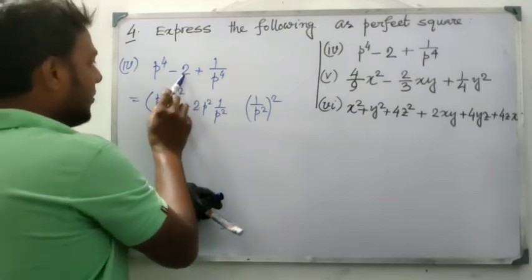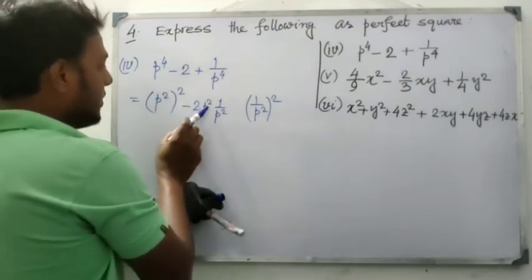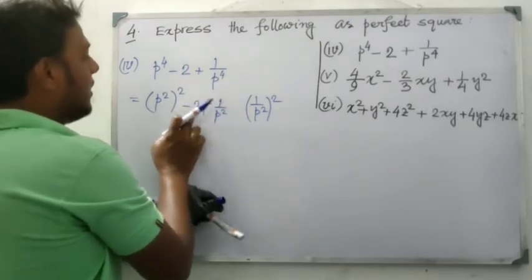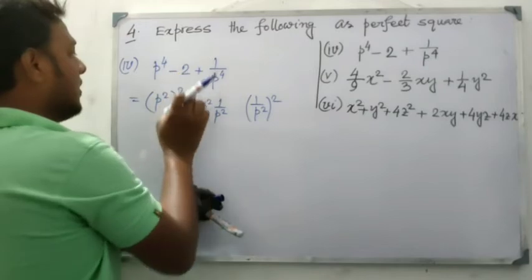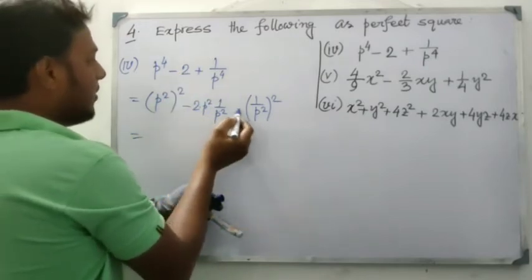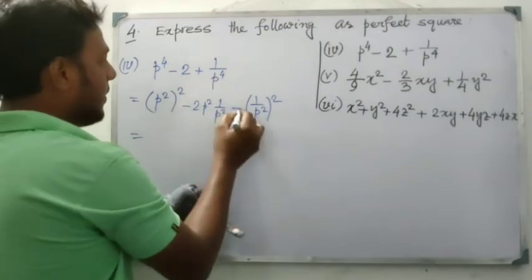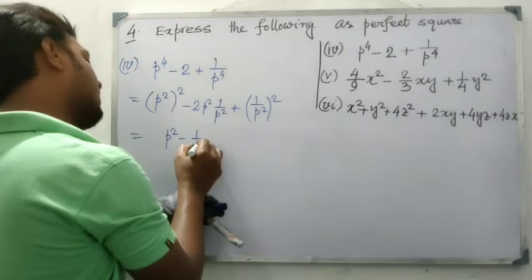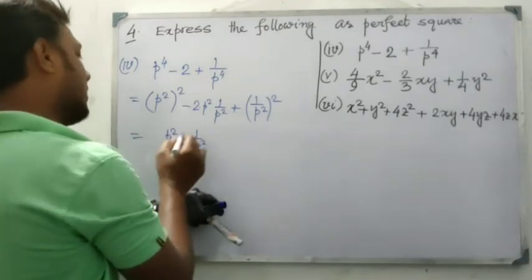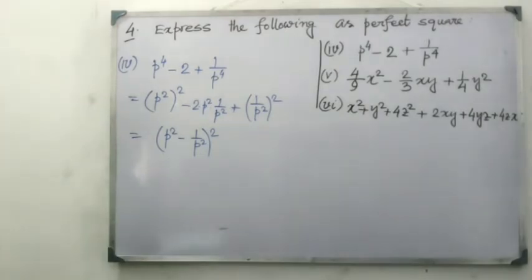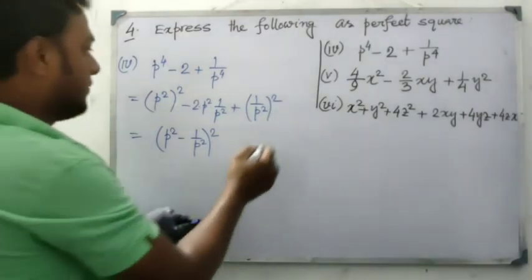Why? In the place of minus 2 we can write minus 2 into p square into 1 by p square. P square and p square will be cancelled out and ultimately it will become minus 2. So these two lines are identical and we have framed a square minus 2ab plus b square. So this is nothing but a minus b whole square. So this completes the solution of the fourth one. Next, fifth one.